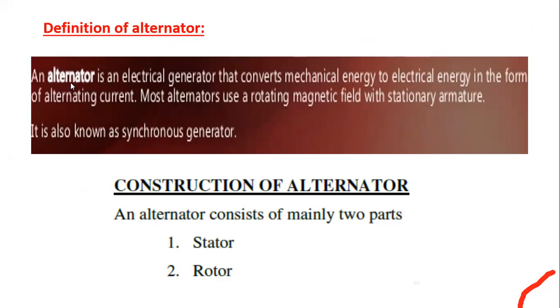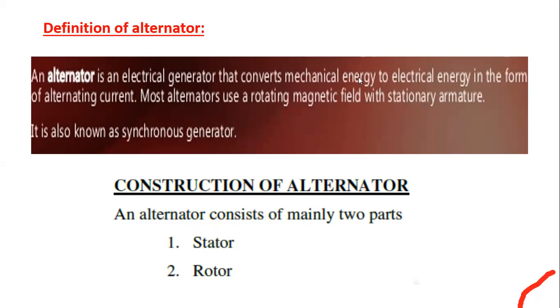The other name for that alternator is the synchronous generator or the AC generator. The working principle of this alternator is the same as that of a DC generator. What is the working principle of a DC generator? That is Faraday's laws of electromagnetic induction. What is Faraday's law? Whenever the conductor cuts the flux lines, an EMF is induced. That is Faraday's laws of electromagnetic induction.